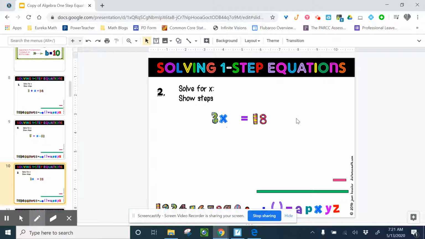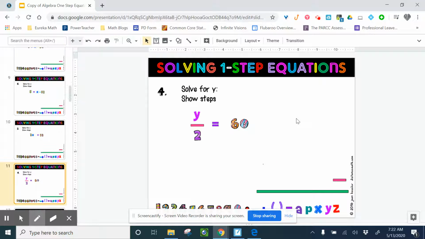Now I'm going to look at a multiplication problem. I know the opposite of multiplying is dividing. To show division, I'm going to use a fraction bar as my division symbol. Again, I'm going to use whatever number's on the same side as my variable, which is a 3. So I would divide both sides by 3. I would get that x equals 6.